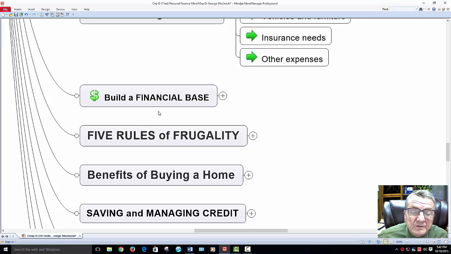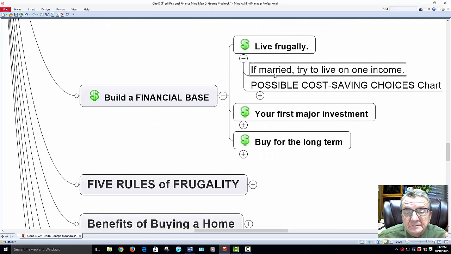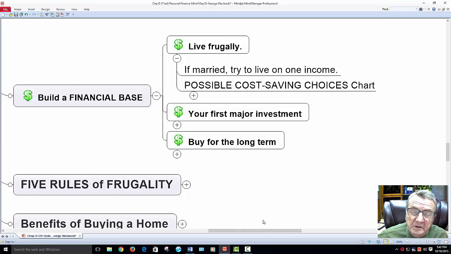Okay, now build the financial base. How do you do that? Live frugally. If married, try to live on one income, put the other aside just in case one loses the income, or you utilize both. Or if you're working overtime, put it aside. Make sure you'll be able to live.